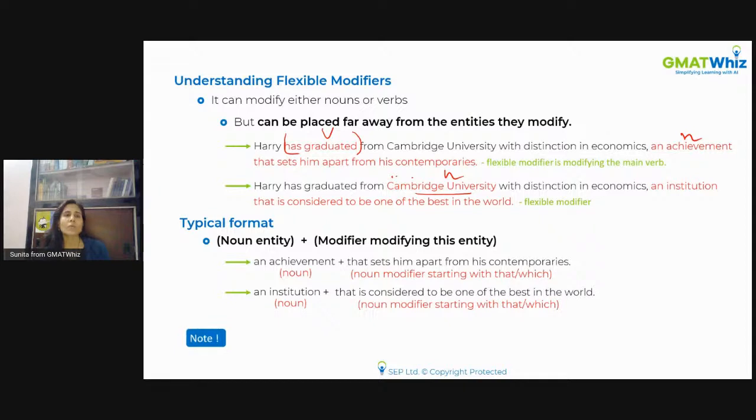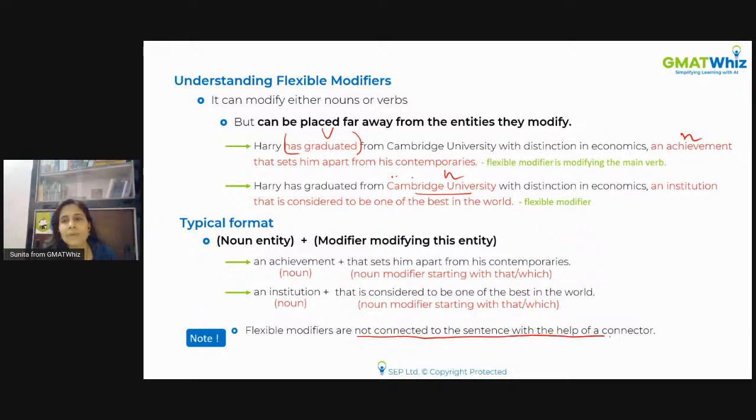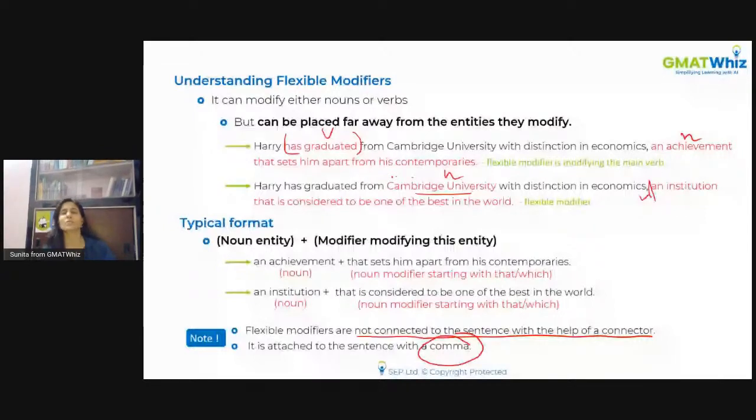Okay. So what you need to note here is that flexible modifiers are not connected to the sentence with the help of a connector. Like I can't put an and in between here. If I put an and, it would mean it's a totally different thing. Harry has graduated from Cambridge University with distinction in economics and an institution that is considered. That means this an institution is something totally different. It is not referring back to Cambridge University. The other thing is, it is always attached to the main clause with the help of a comma. As you can see, in both cases, you have commas. So those are the two points to be remembered about flexible modifiers.